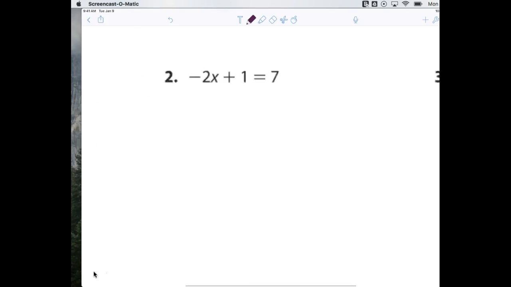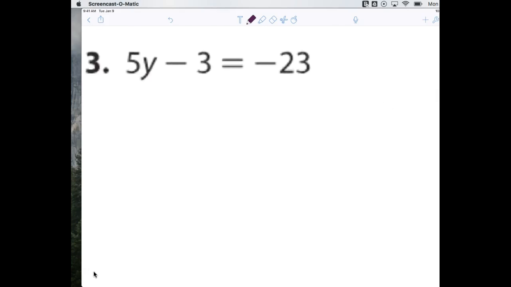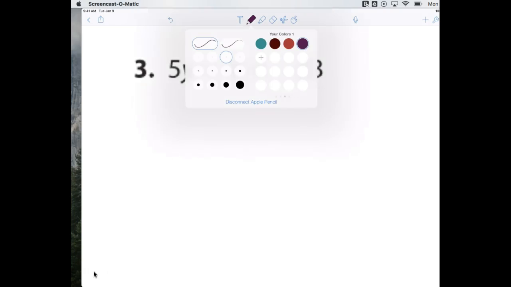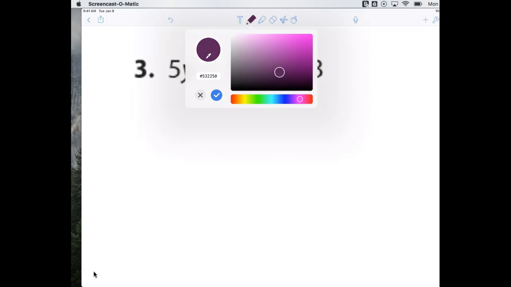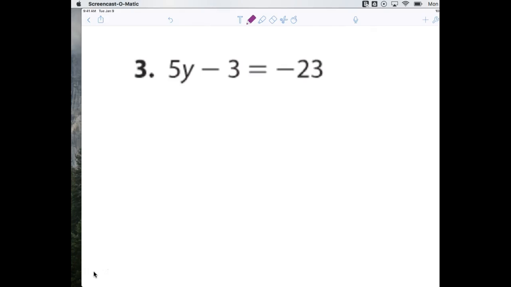All right, so now everybody write down question number 3. All right, here we go. Now, we have to undo a minus 3. Undo a minus 3? Add 3. Here we go. So everybody underneath it put plus 3. That worked a lot last week. All right? Crossing this out. And now you have to tell me what's negative 23 plus 3.